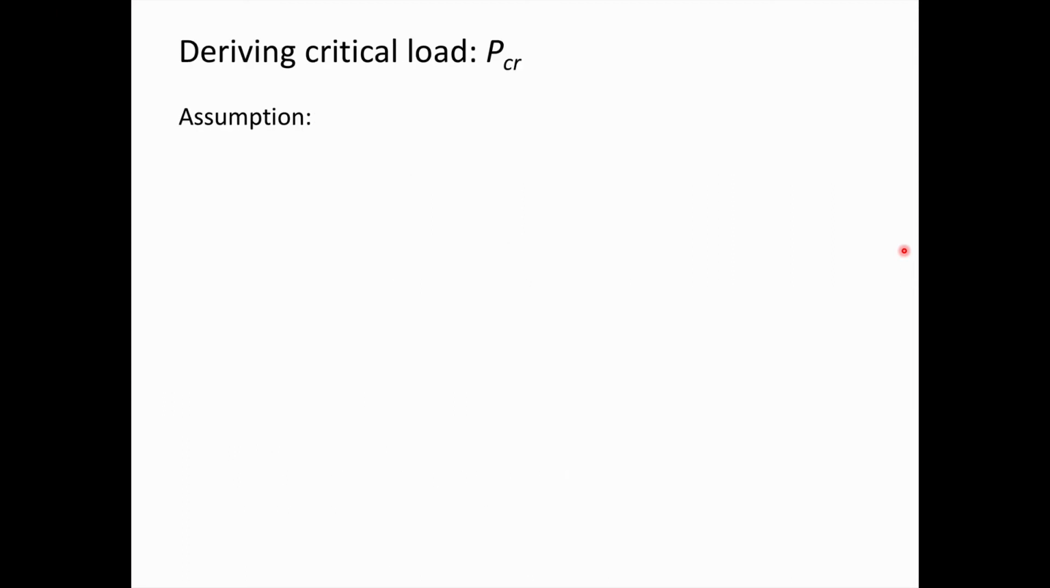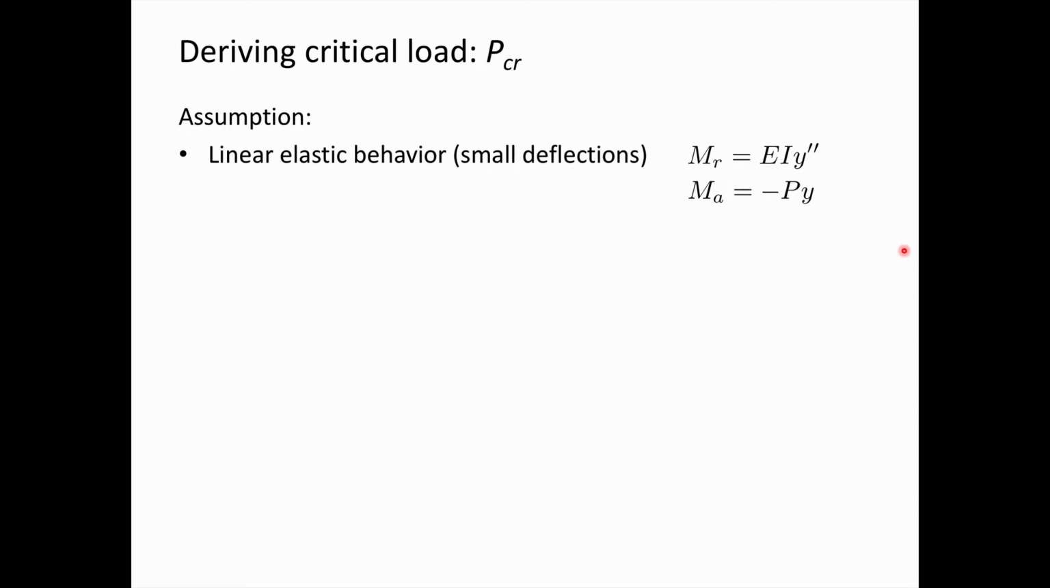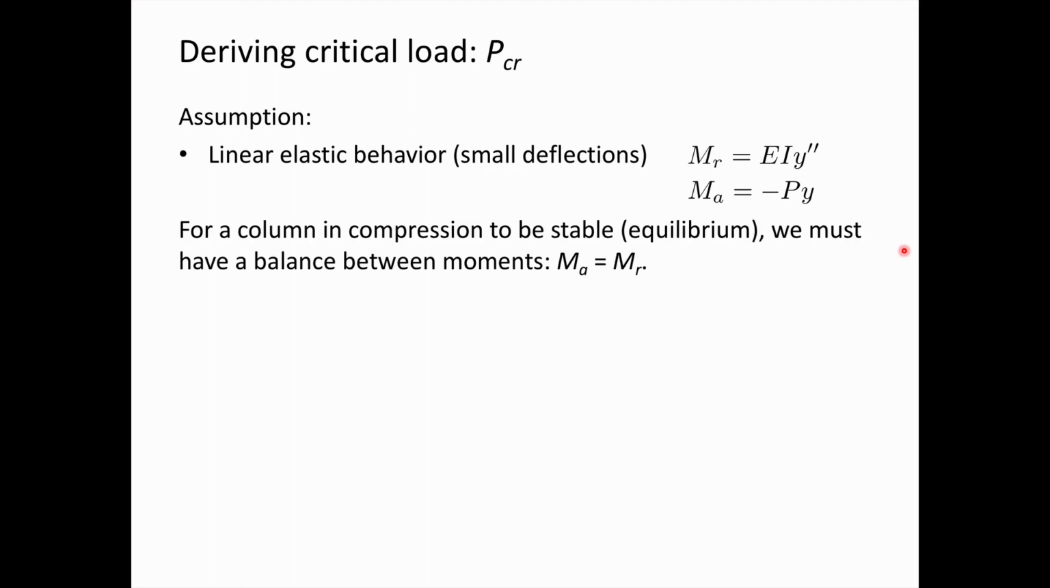So how do we derive this critical load? We're going to make some assumptions. One, linear elastic behavior. We're assuming that this is an accurate model for the restoring moment. We're also assuming that the applied moment is equal to the load times the deflected position, y. For a column to be stable, or in static equilibrium, we need a balance between the restoring and applied moment. So these need to be equal to each other. We're going to assume equilibrium here.